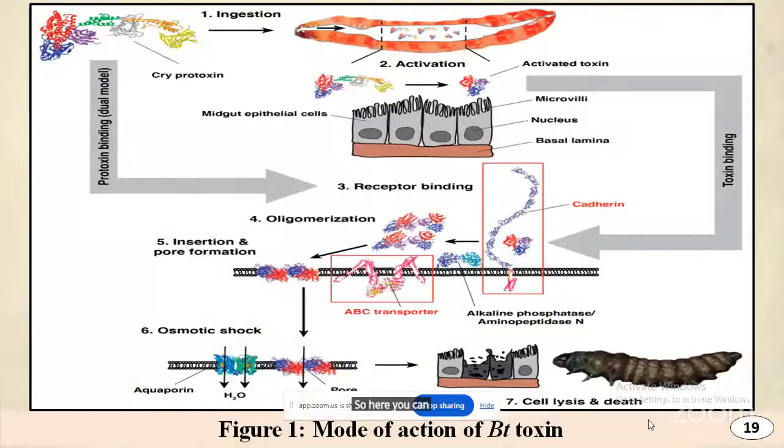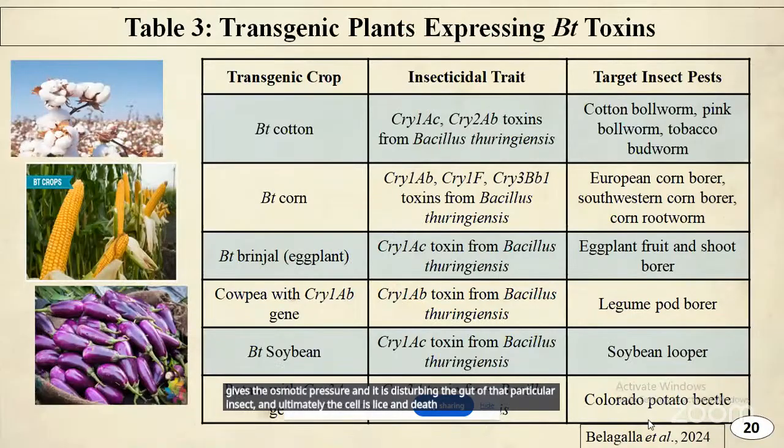Here you can see one of the most commercial examples, Bt toxin. Once Bt toxin is inserted into the gut of that particular insect, it creates osmotic pressure and disturbs the gut of the insect, and ultimately the cell lyses and the insect dies. So what are the different transgenic plants that have been developed using this Bt toxin? Bt toxin has been developed as Cry1Ac, Cry2Ab. So Bollgard 1, Bollgard 2, Bollgard 3. There are different Bollgards, and they are targeted against different types of pests for that particular crop.